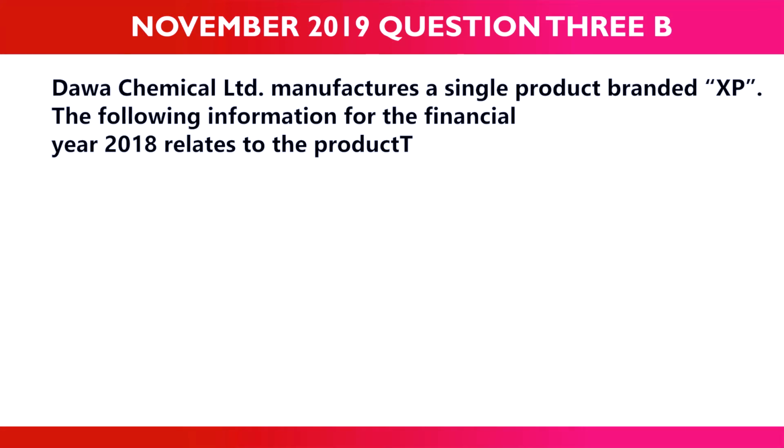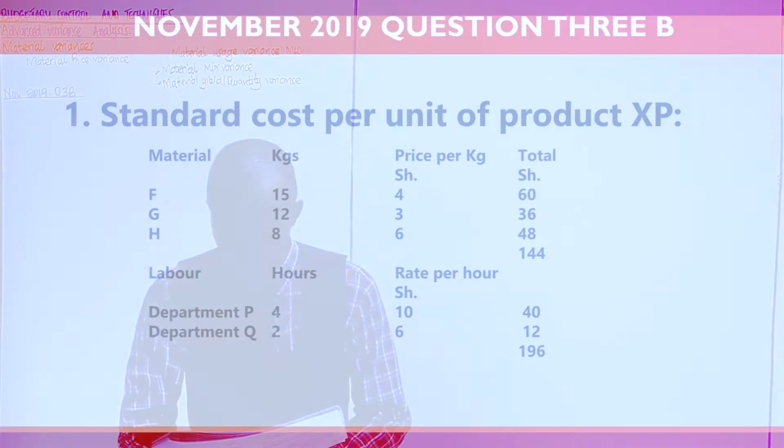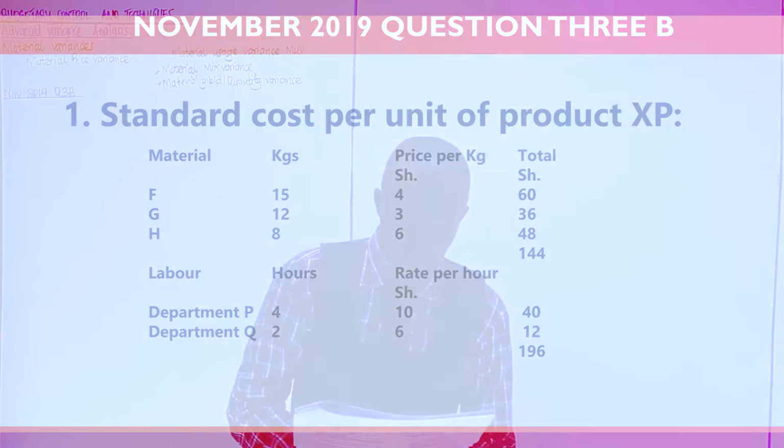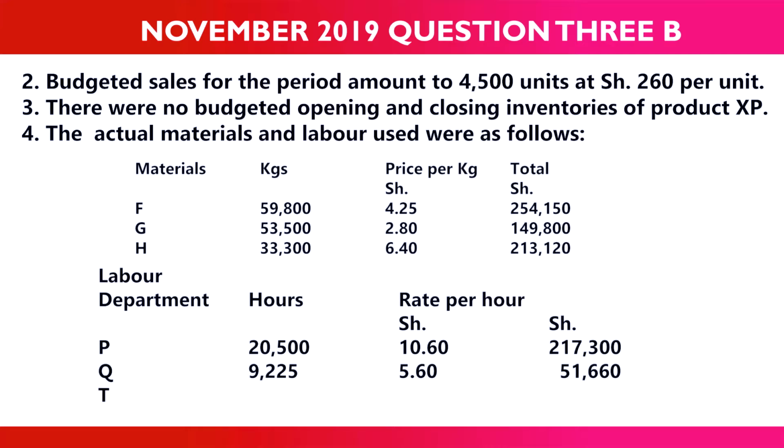They're saying, Dow Chemical Limited manufactures a single product XP. The following information for the financial year 2018 relates to the product. Number one, standard material cost per unit of XP. You have your materials, your kgs, your price per kg, and the total. You have your labor hours, but let's first ignore the labor hours. Then budgeted sales for the period amount to 45,000 units at 260 per unit. There were no budgeted opening and closing inventories of product XP.